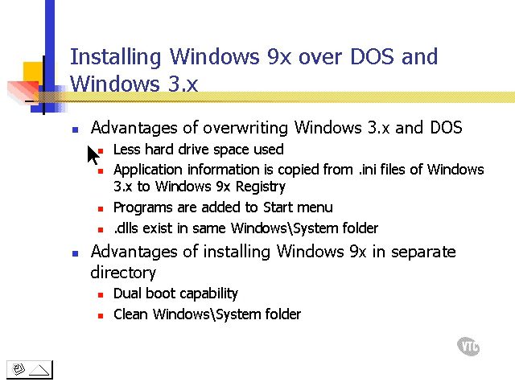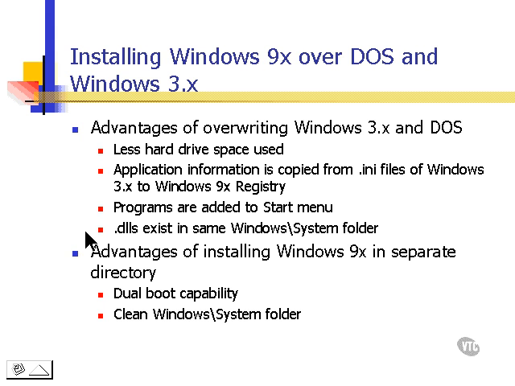The advantages of overwriting Windows 3X and DOS and installing the new operating system, Windows 95 or 98, on top, is number one, there's less hard drive space used. Number two, application information is copied from the INI files of Windows 3X to the Windows 9X registry. Then the programs are added to the Start menu, and DLLs that exist are going to be in the same Windows system folder.